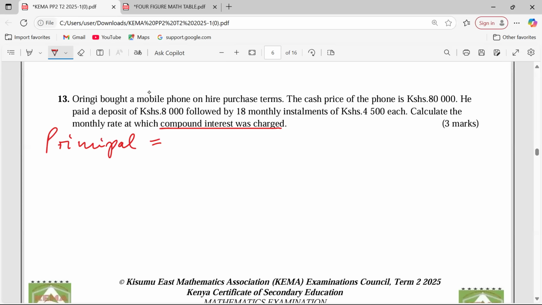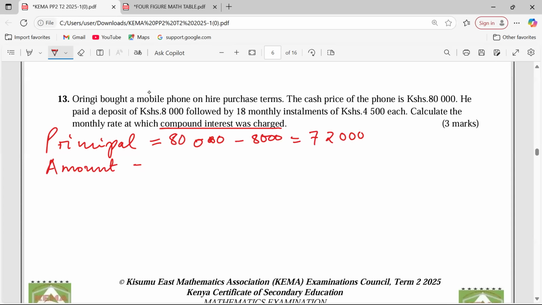Our principal shall be this balance now, which is 80,000 minus 8,000. You write it very well. This gives us 72,000. I hope that is correct. Now, after this balance remained, what did we end up paying? This now we call the amount.